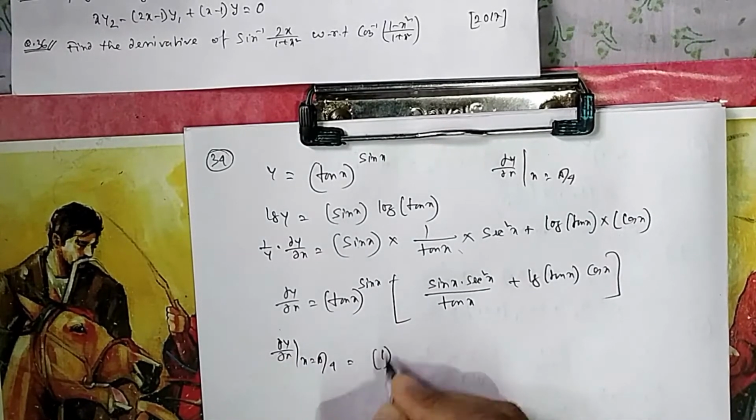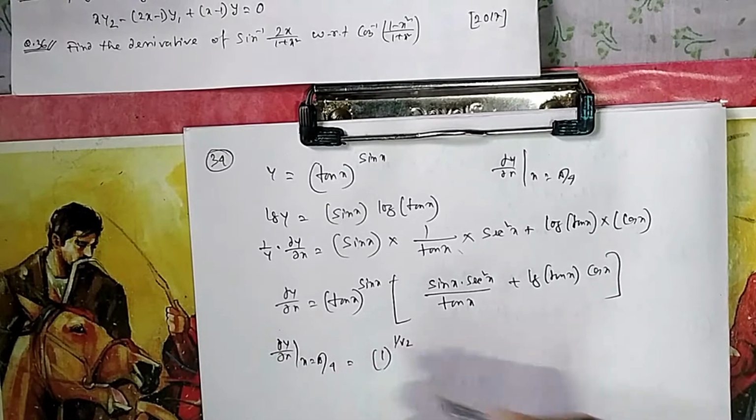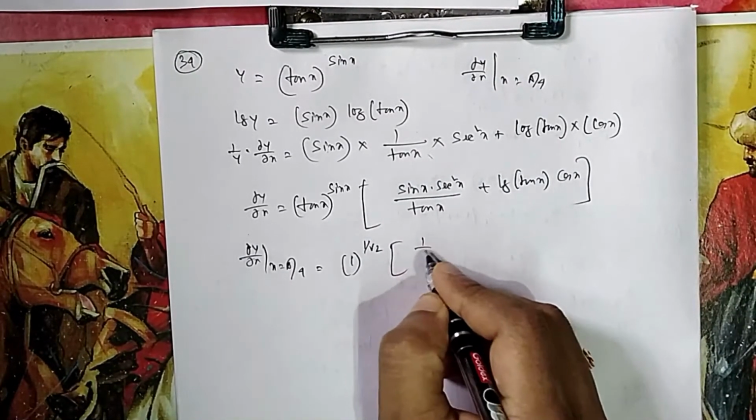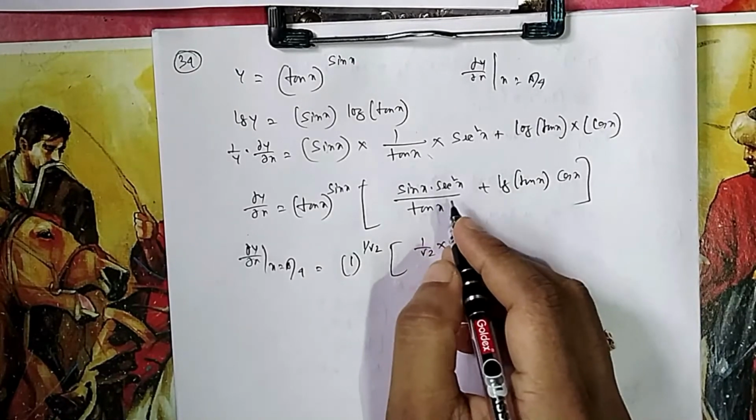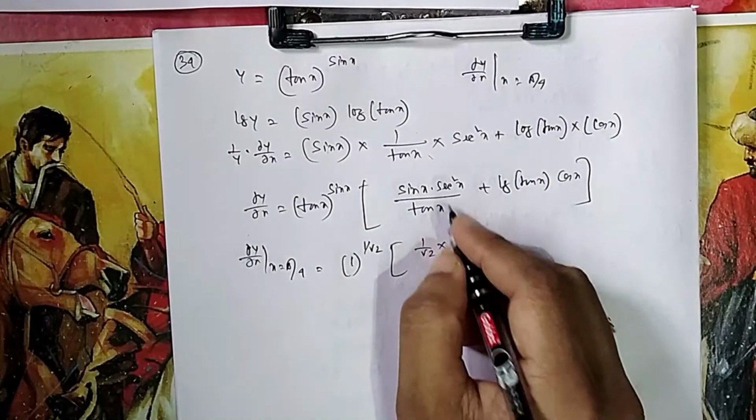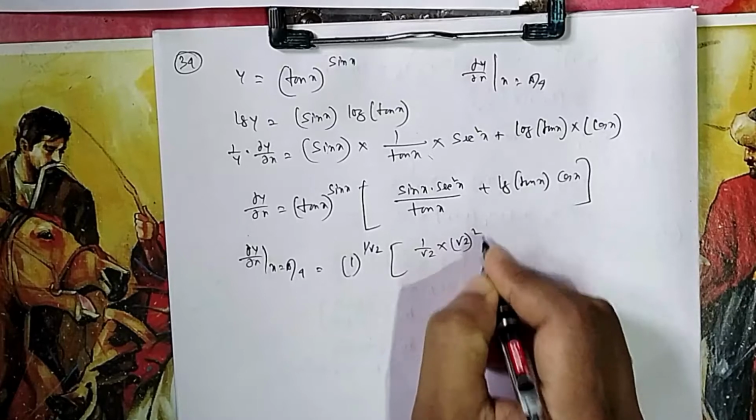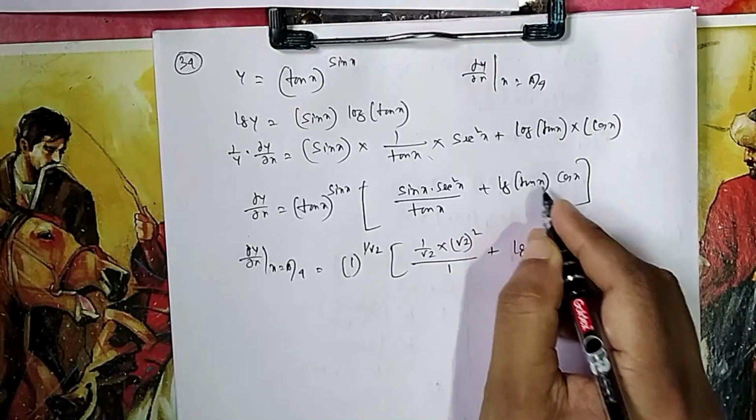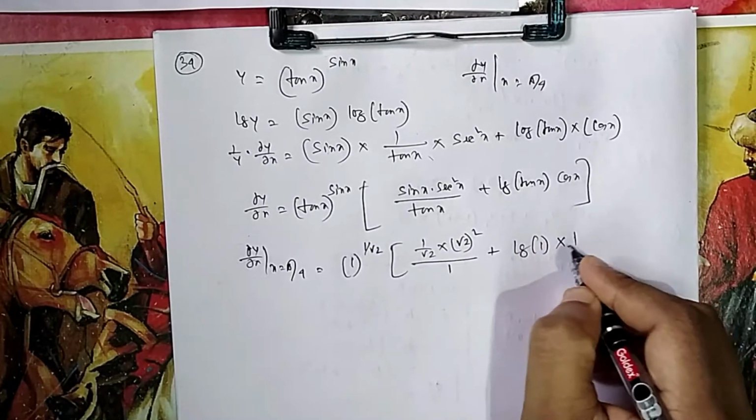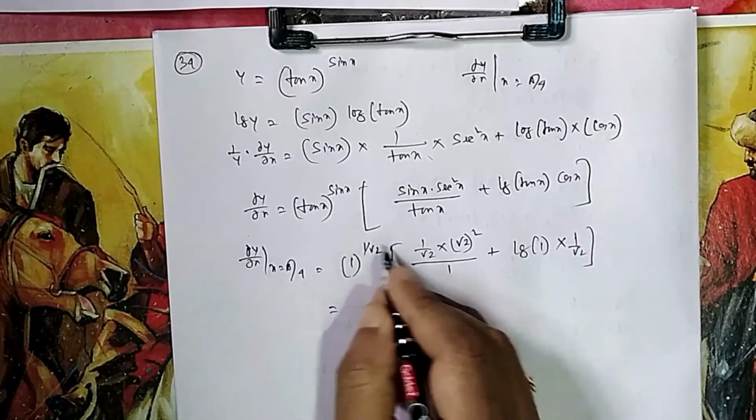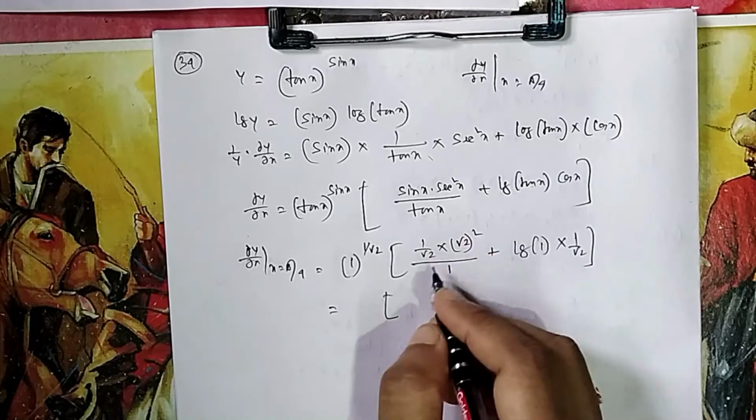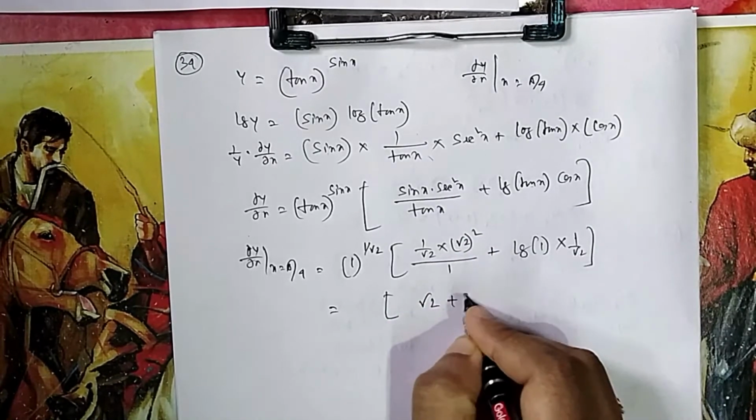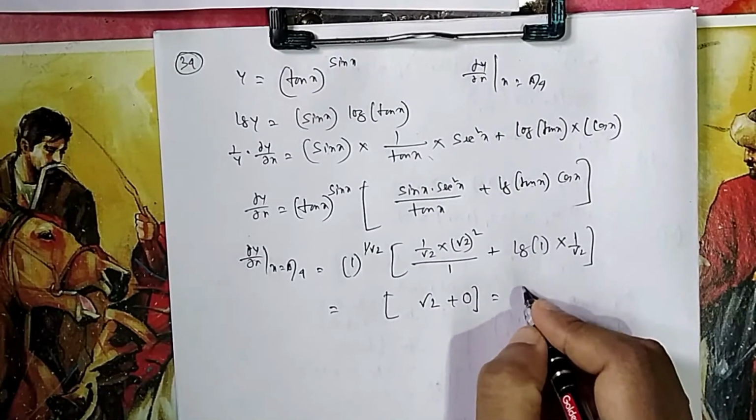So tan pi by 4 is 1. Sin pi by 4 is 1 by root 2. Anything with 1 to the power is always 1, so this will be 1. Sin pi by 4 is 1 by root 2. Sec pi by 4 is root 2, and root 2 whole square. Tan pi by 4 is 1. Log 1 is 0 because tan pi by 4 is 1. Cos pi by 4 is 1 by root 2. So this will be 1 and this will be root 2. So 1 times root 2 will be there, and this is 0 because log 1 is 0. So the answer is root 2.